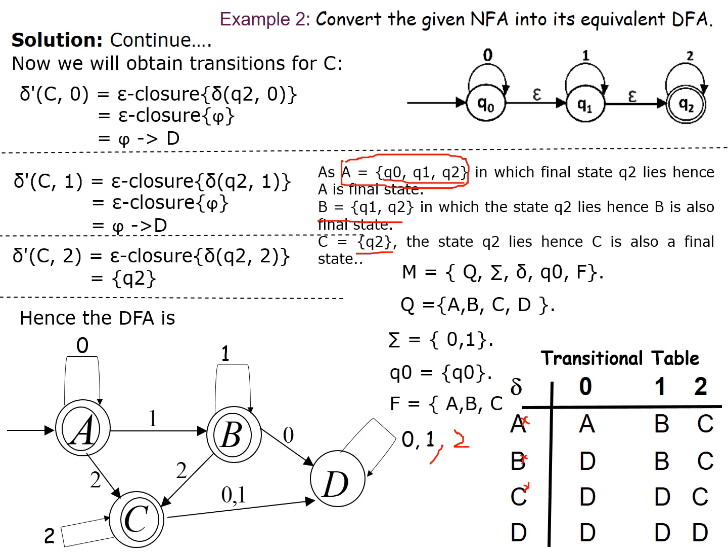Then what is M here? M is nothing but a 5-tuple. So Q is A, B, C, D, sigma is 0, 1 and 2, the initial state is Q0, and F is A, B and C. So these are the 3 final states in the obtained DFA.